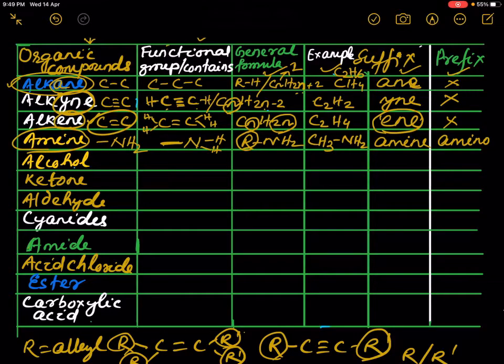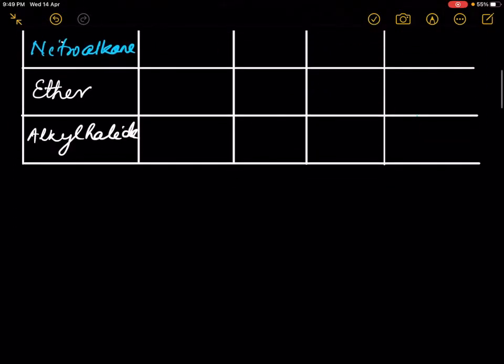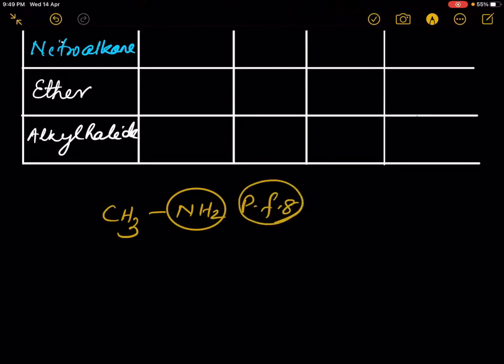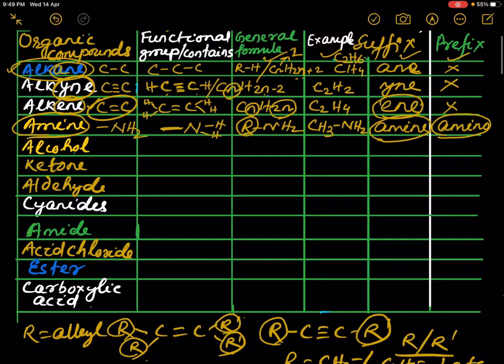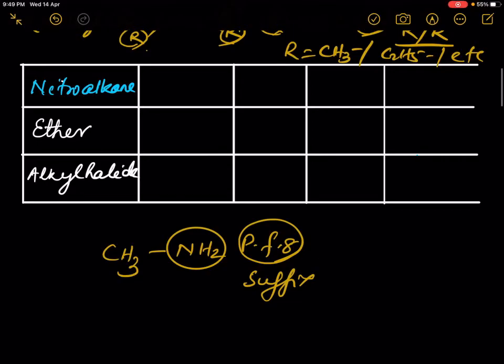Let me tell, why do you write amine and why do you write amino? Let us take an example. You see, CH3NH2, there is only one functional group. So it is the principal functional group. When it is the principal functional group, it should be written as suffix. So for NH2, the suffix is amine and prefix is amino. So we have to write amine.